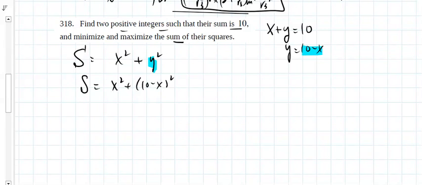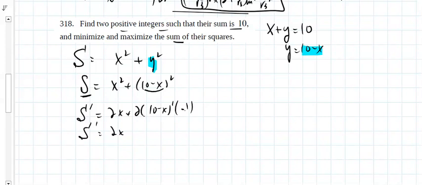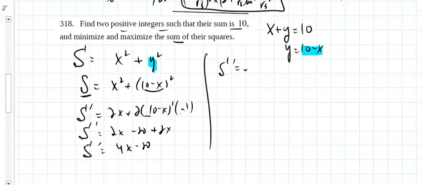And now I could say, well, to minimize or maximize a sum, take its derivative. That's 2x plus 2 times 10 minus x to the 1 times the derivative of the inside by the chain rule. So the derivative is 2x minus 2 times 10, which is minus 20, and minus 2 times plus 2x. S prime will equal 4x minus 20. Now if I take S prime equal to 0, I'll get 4x minus 20 equal to 0, or x equals 5. I'll do my testing.